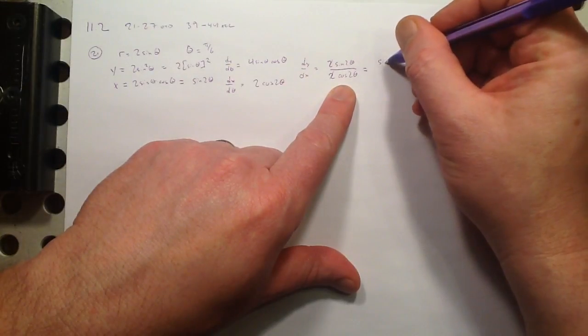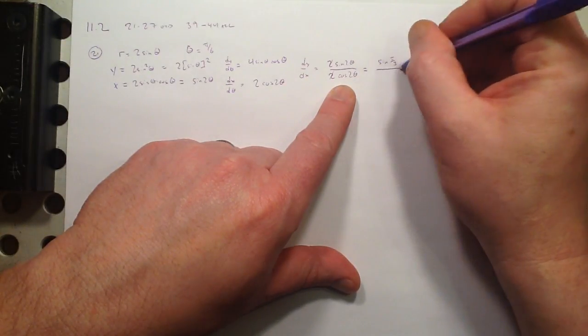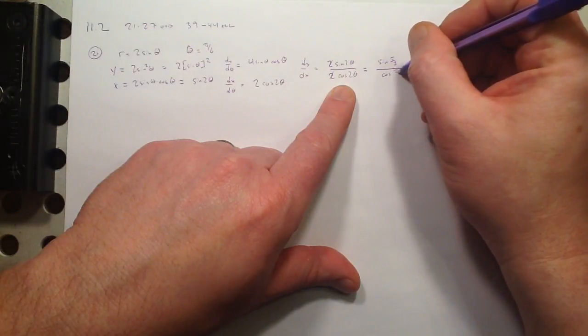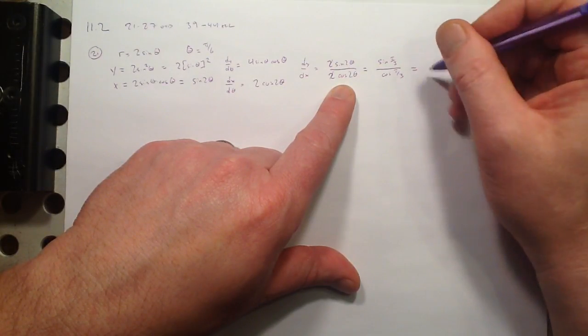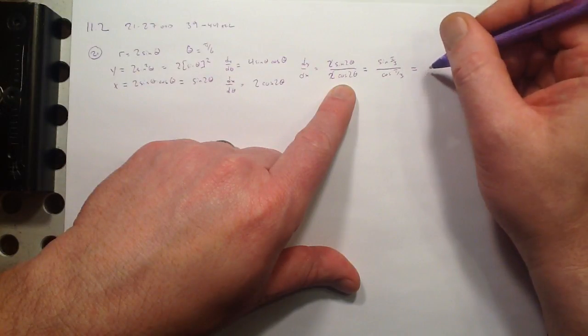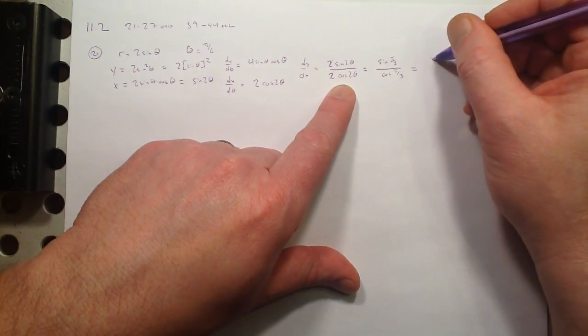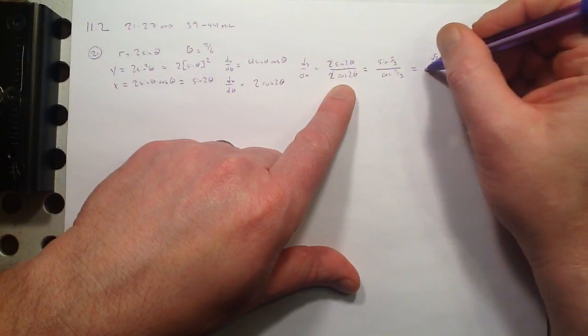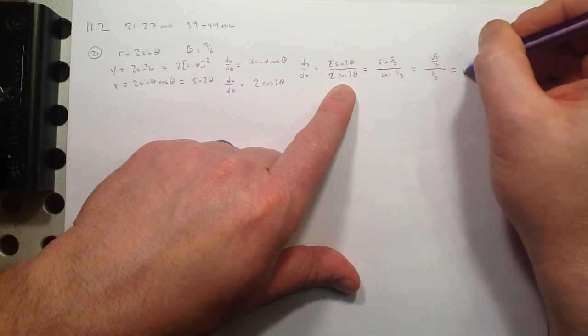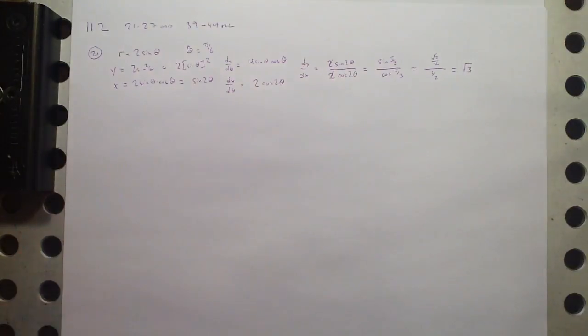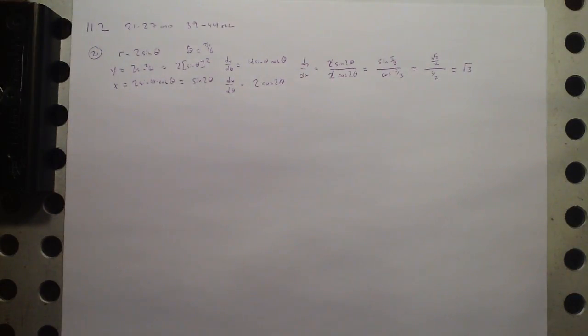So that's sine of pi over 3 over cosine of pi over 3. The sine of pi over 3 is the square root of 3 over 2, and the cosine of pi over 3 is 1/2. So that slope is the square root of 3.